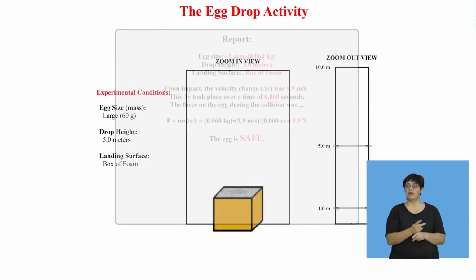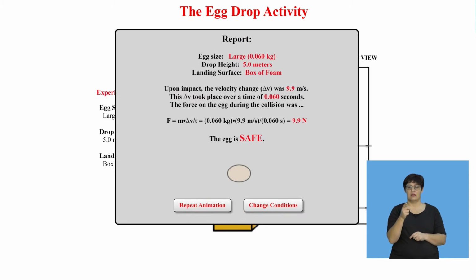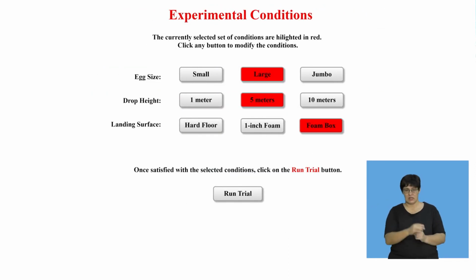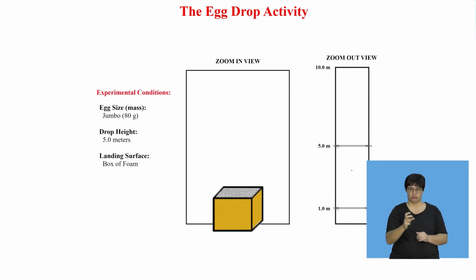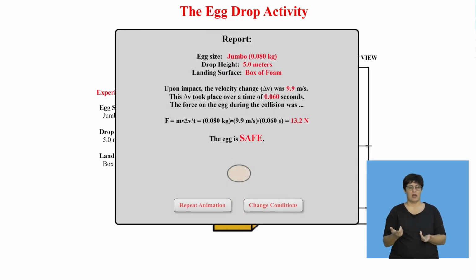And again, we increased the stopping time. Took a lot longer to stop. Force is much smaller. The longer it takes to stop, the smaller the force it experiences. Okay? Let's see if this works if we use the jumbo egg in the foam box. Okay? The jumbo egg is 80 grams, so let's drop the egg. Should be safe.